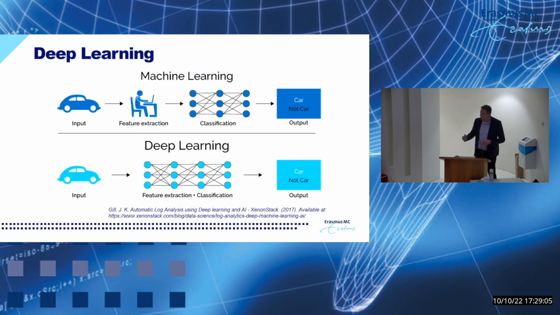Now, what is then the difference between conventional machine learning and deep learning?